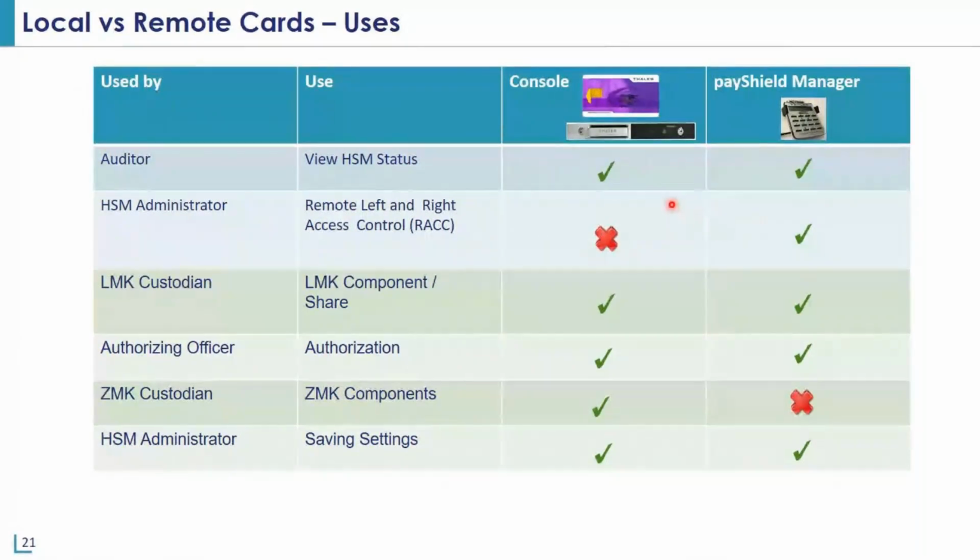Here you can see the differences between the console and the PayShield Manager smart cards. These are your left and right administrator cards. You don't require any left and right administrator cards if you are using the console. We all know the reason why. Anyone want to answer it? Why don't we require any left and right administrator smart cards if we are using the console? Anyone?